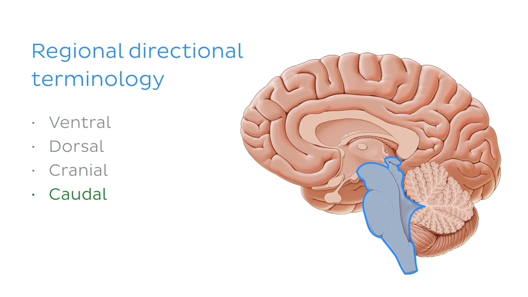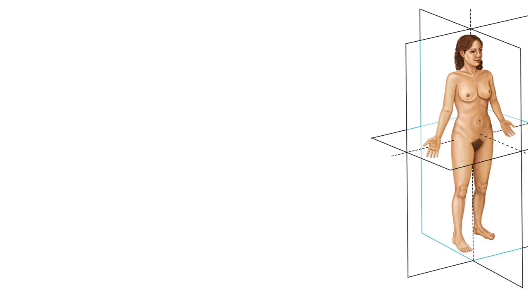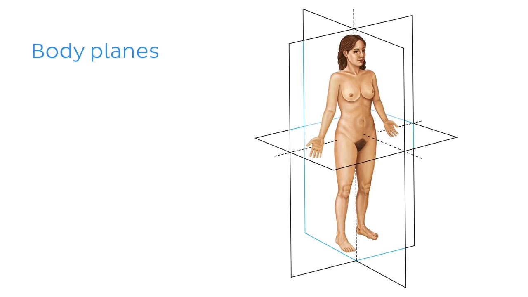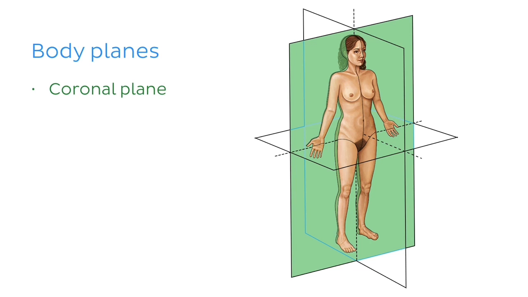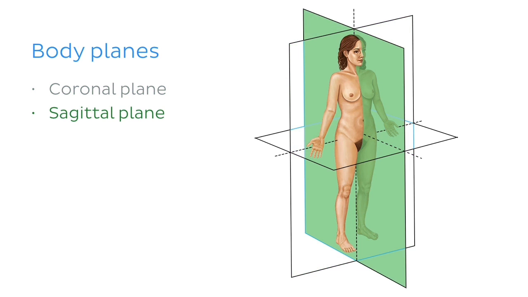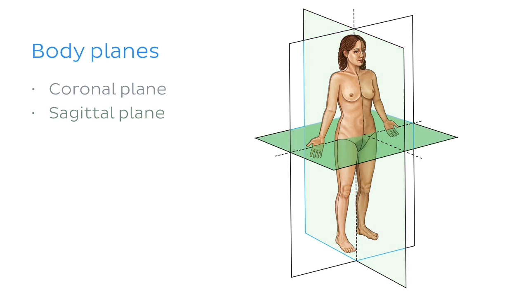We then finished up our tutorial by discussing the three primary body planes which we use in anatomy, and these were the coronal plane, which moves along the antero-posterior axis of the body, the sagittal plane, which divides the body into left and right, and finally the transverse or axial plane, which runs along the supero-inferior axis of the body.